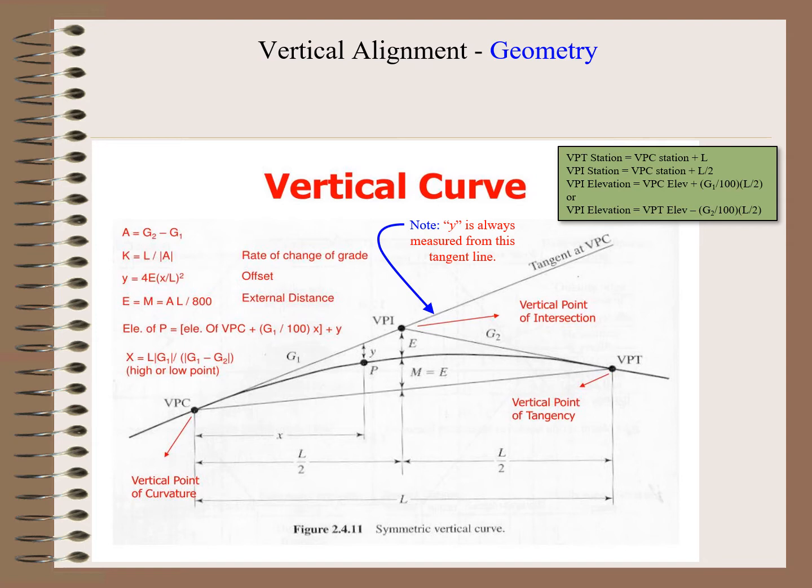The distance from the VPI down to the vertical curve is E, and the distance from the vertical curve at the VPI location down to the chord is M, which also equals E. We have 2 grades, the grade coming into the curve, which is G1, and the grade going out of the curve from the VPI to the VPT is grade 2. These equations over on the left we'll be using throughout the next couple slides.